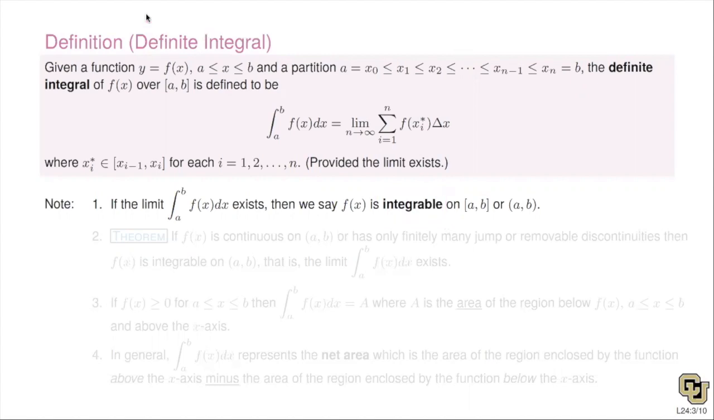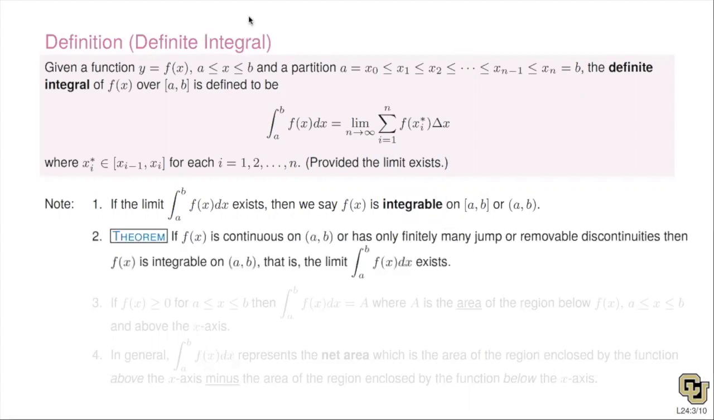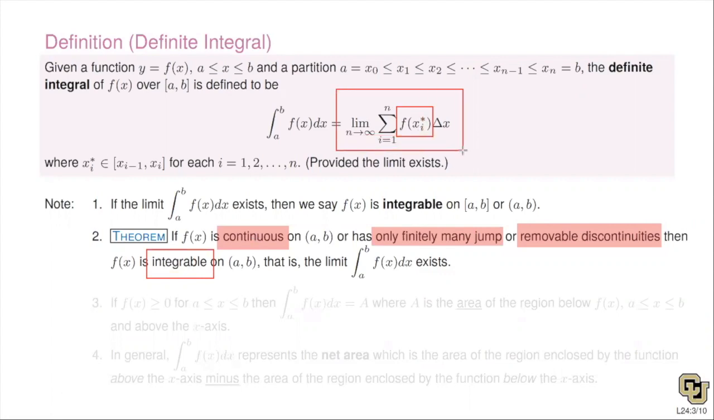So of course, now here's a very important result that tells us that if a function is continuous, or if it has only finitely many jump or removable discontinuities, then the function is integrable. Which means what? If this function here, f of x, is continuous, or has only finitely many jump or removable discontinuities, then this limit will always exist. And that's a great result for our scientific computing.